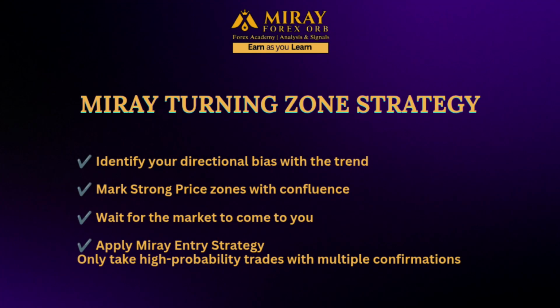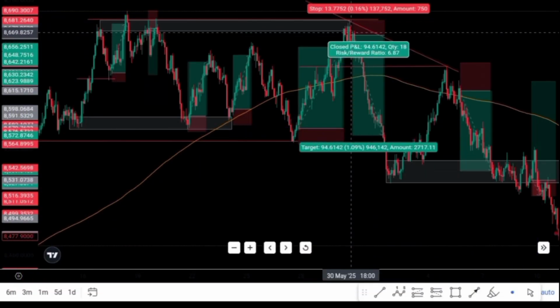You identify your directional bias with the trend. You mark strong price zones with confluence. Then you wait for the market to come to you, and you only take high probability trades with multiple confirmations. So this is one of the most important lessons which I teach: planning, patience, and precision.